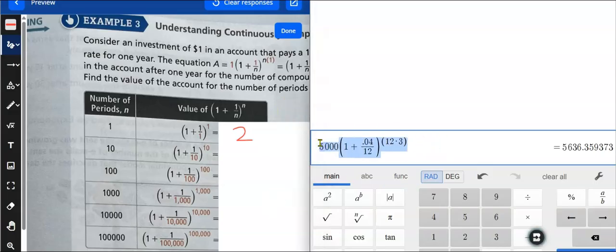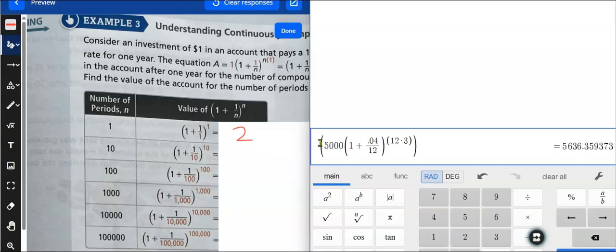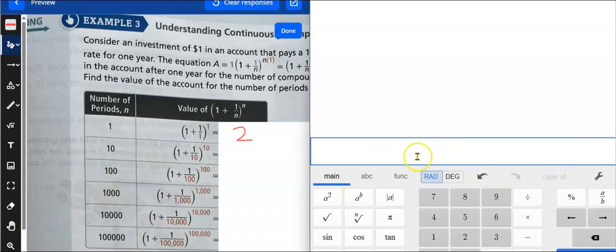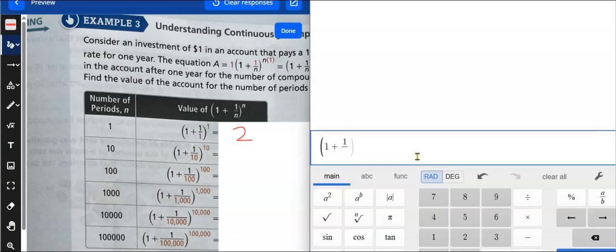So get your calculator ready. We're going to be changing. 1 plus 1 over 10 raised to the 10th power. When we get back, we're going to be filling this chart in, folks.